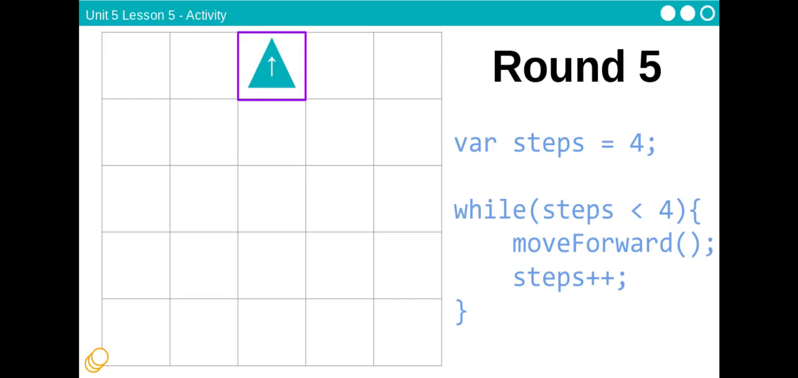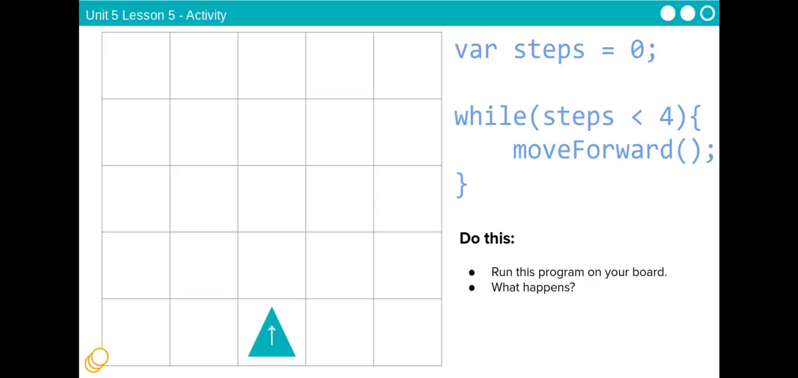Round 4, we'll continue the same way. What happens in round 5? The code looped 4 times, so the while loop stopped because the Boolean became false. Remember that Boolean or loops only work when something is true. This exits the loop. Run this program on your board. What happens?